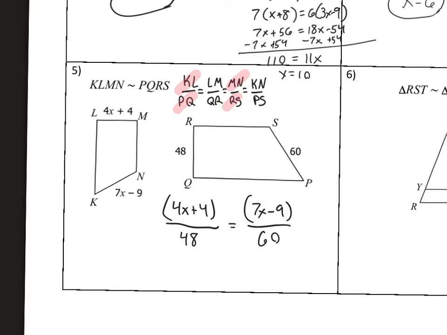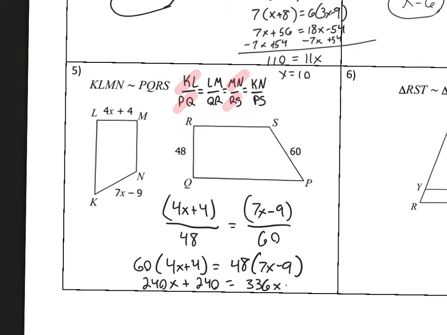Another one with a large value, 60 times 4x plus 4 equals 48 times 7x minus 9. 240x plus 240 equals 48 times 7, which is 336x, minus 48 times 9, 432.